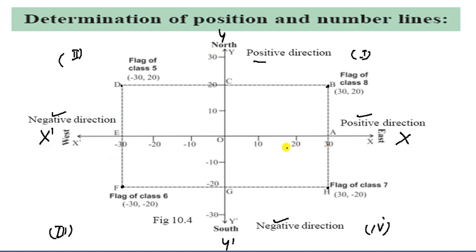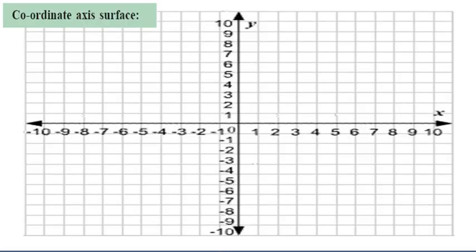In this way, we can plot a point on the graph paper. So that is the determination of position and the number line. We can use these number lines for the graph. You have only two number lines, both perpendicular to each other. The first one is x dash, it is called the x-axis, and the second one is y dash, that is called the y-axis.